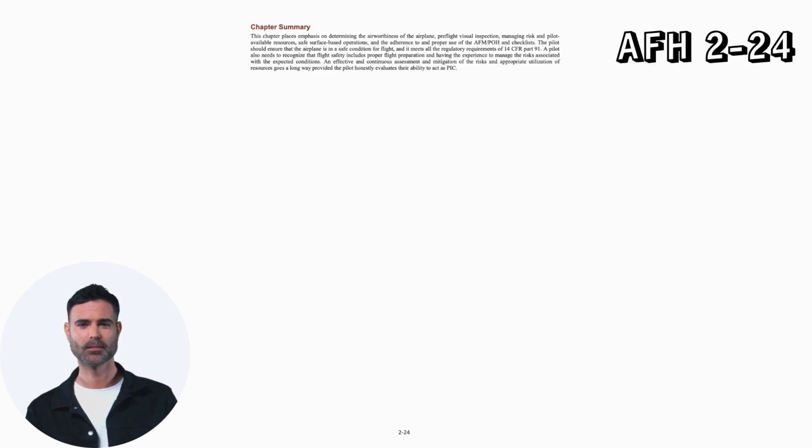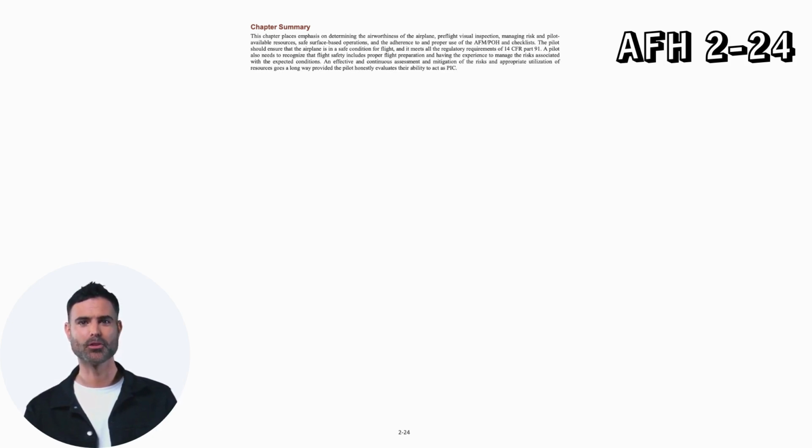Chapter Summary. This chapter places emphasis on determining the airworthiness of the airplane, pre-flight visual inspection, managing risk and pilot available resources, safe surface-based operations, and the adherence to and proper use of the AFM-POH and checklists. The pilot should ensure that the airplane is in a safe condition for flight, and it meets all the regulatory requirements of 14 CFR Part 91.